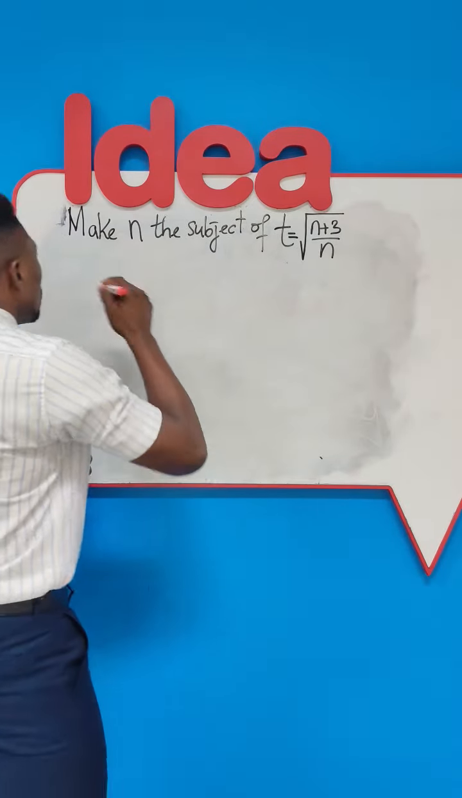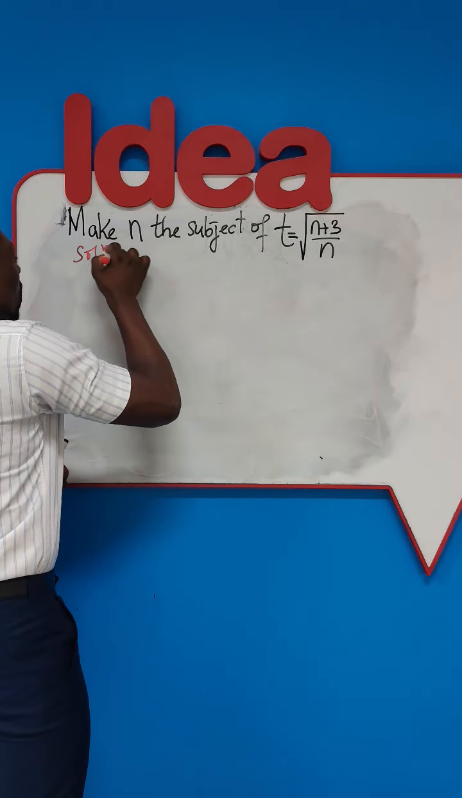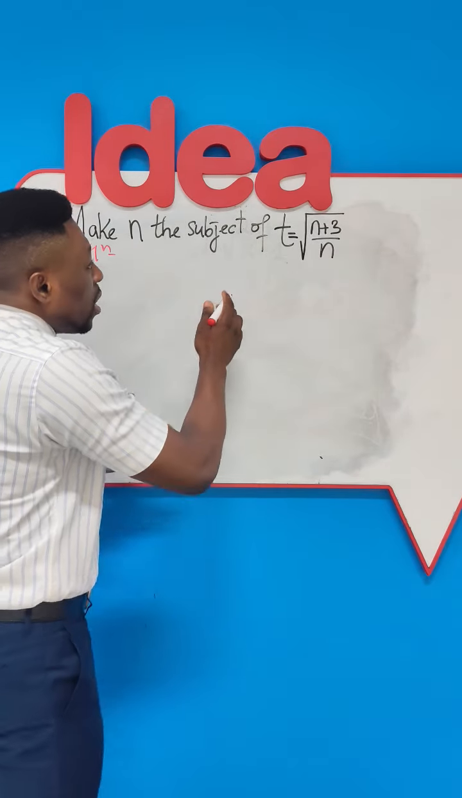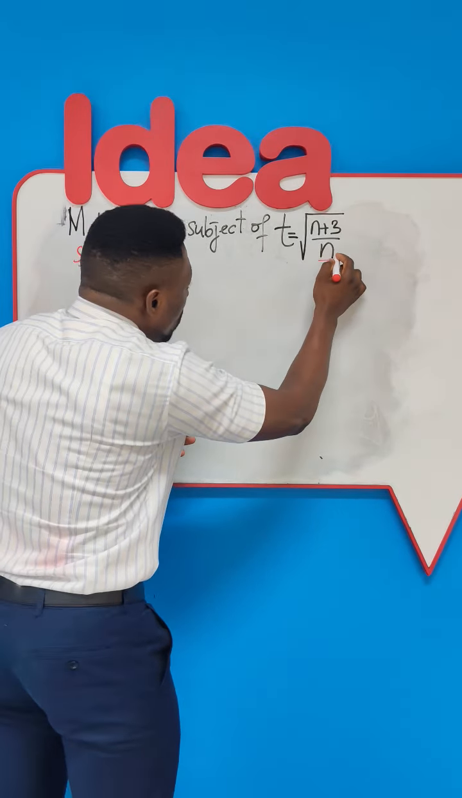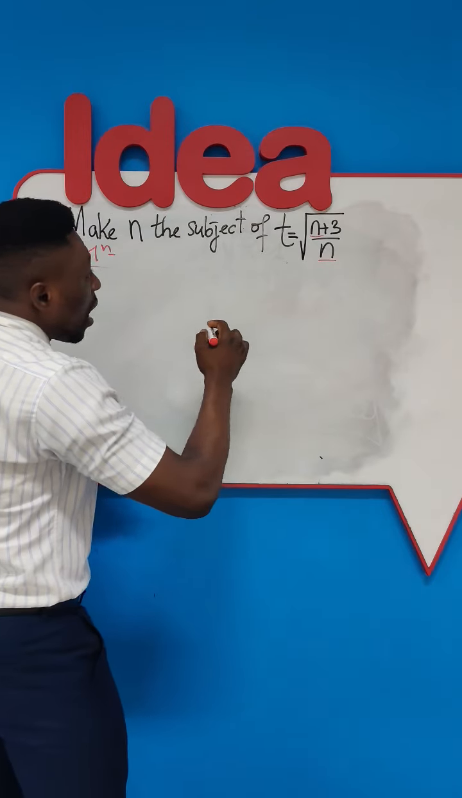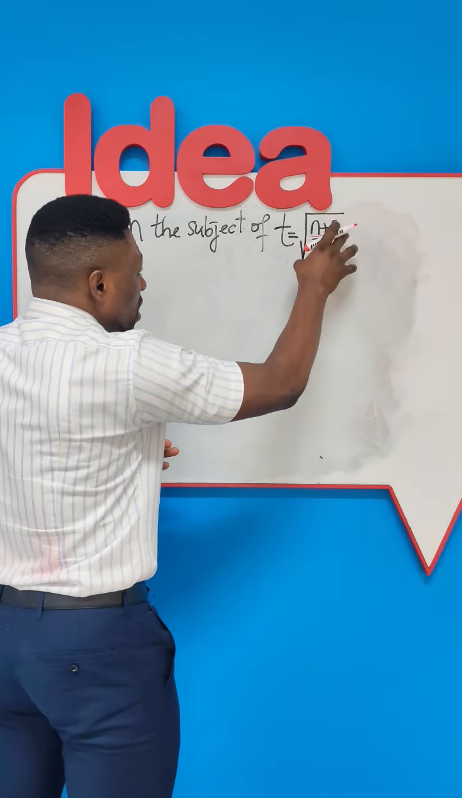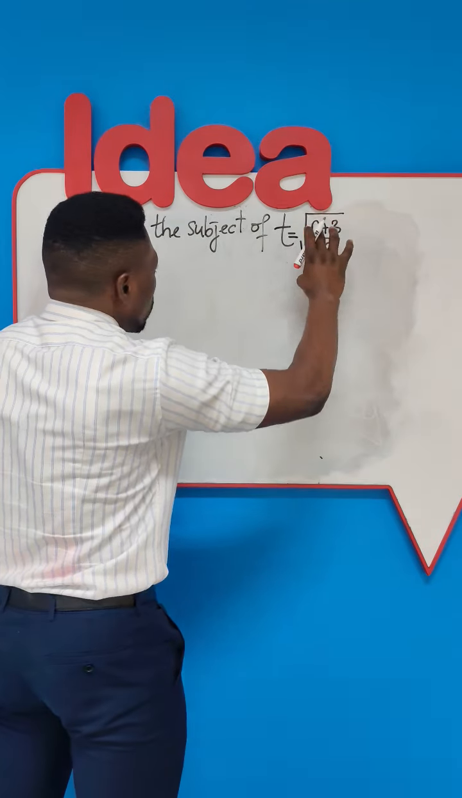Follow me, dear friends. Solution. First things first, let's identify where our n is. We can see it here in the denominator and in the numerator. We can also see that there is a big square root sign which is covering this variable of interest.